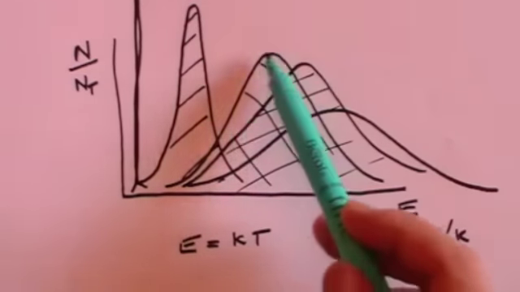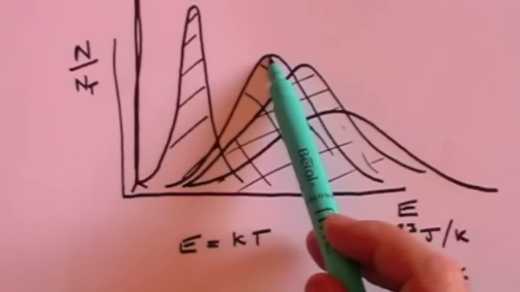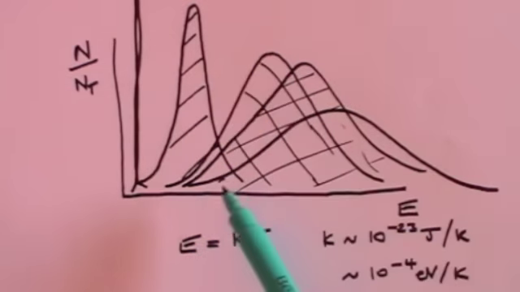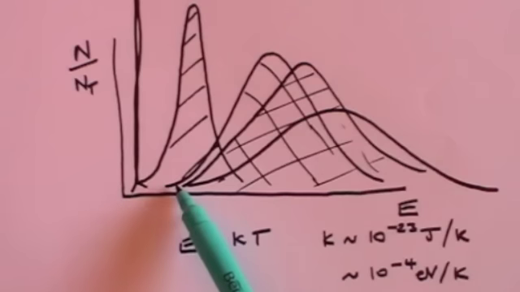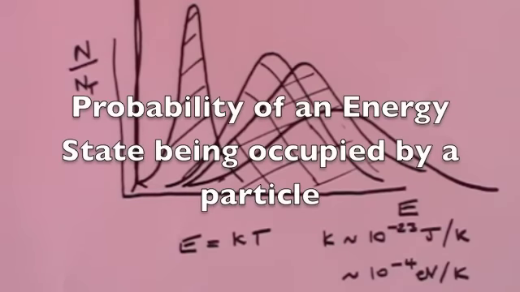So if you take this curve here, it's highly probable that a molecule will have this energy. It's very much lower probability that it will have this energy. And so the idea of probabilities comes into the ideas. And that's what Maxwell-Boltzmann, Fermi-Dirac and Bose-Einstein statistics are basically all about. They are telling you what is the probability that any one of the molecules or fermions or bosons will be occupying a particular energy state.